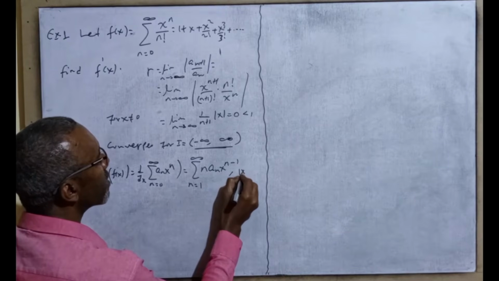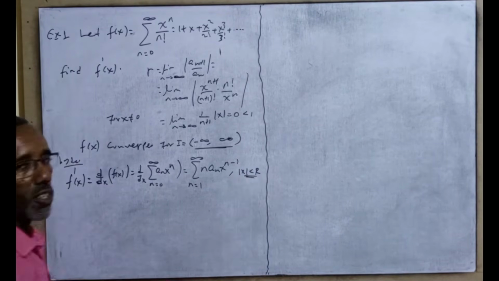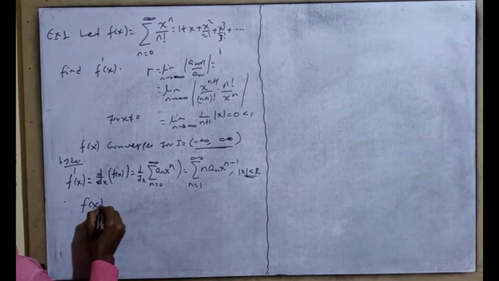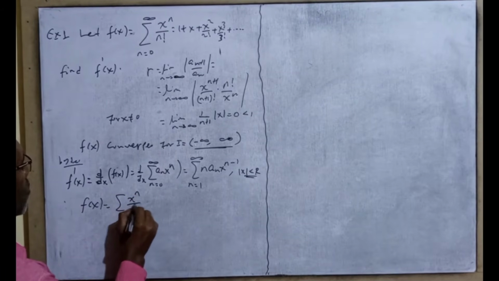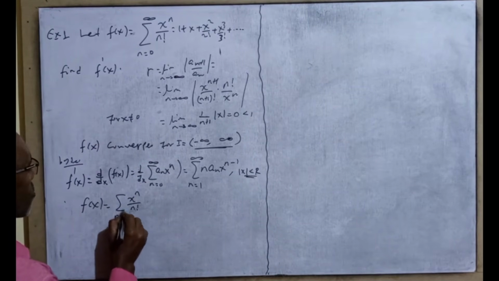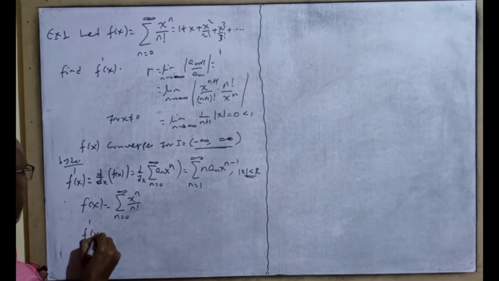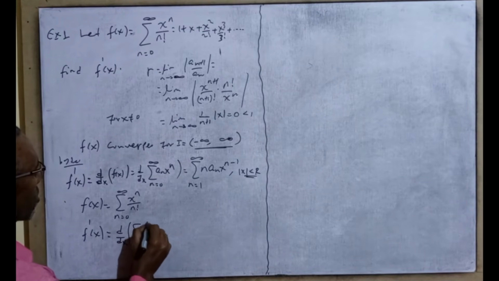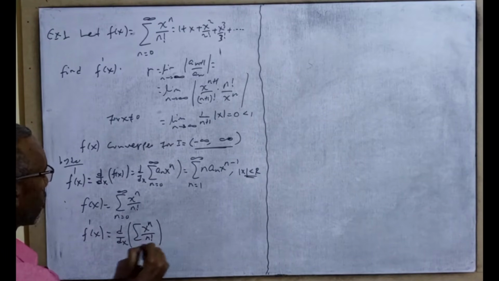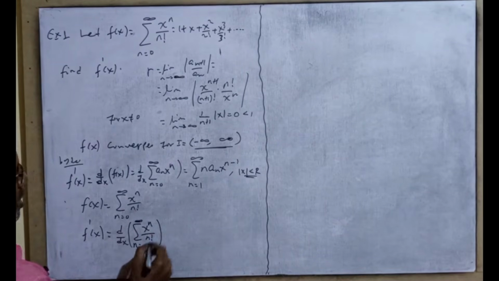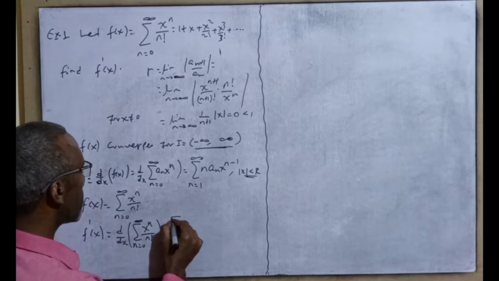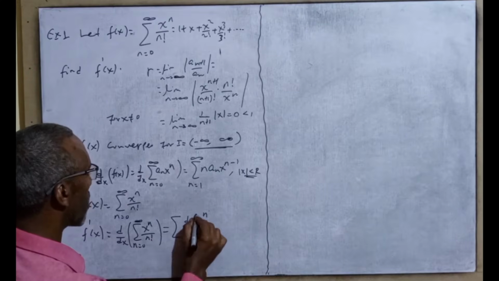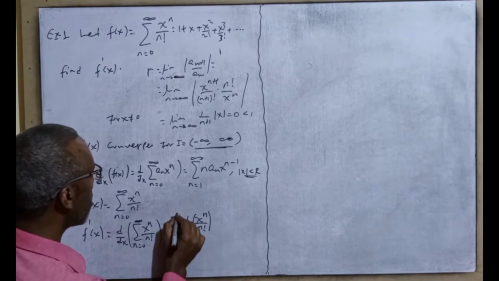This is actually for |x| less than R, the radius of convergence. So here f(x) is the sum of x^n over n! where n runs from 0 to positive infinity. What does the derivative f'(x) mean? It is the derivative d/dx of this sum of x^n over n!, n from 0 to positive infinity. This is equal to the summation of d/dx of x^n over n!, n from 0 to positive infinity.